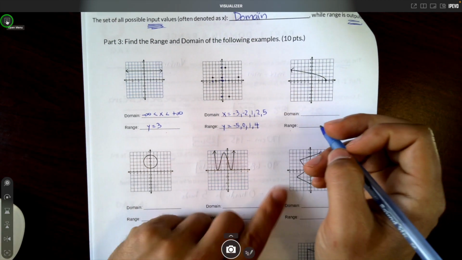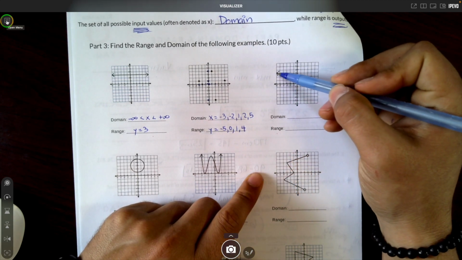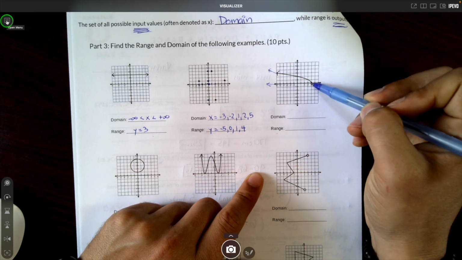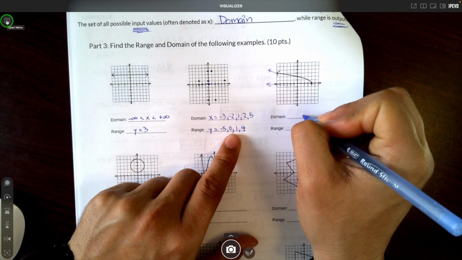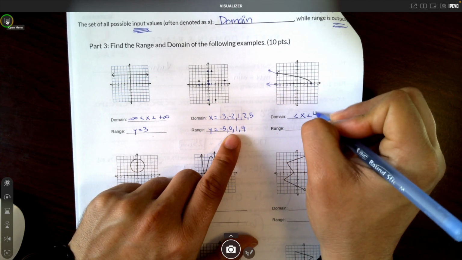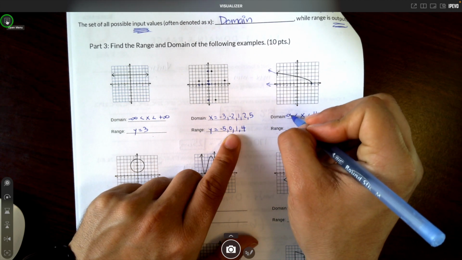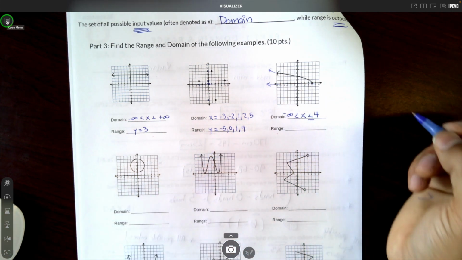Domain for the next one is going to go flat. It's going to go on forever that way. So it's going to go on forever this way. But it stops at 4. So the domain here is x is in between 4. It includes 4. So I'm going to go ahead and put a little line right there. But then it also goes on to negative infinity. So, and I don't do little include sign for the negatives.